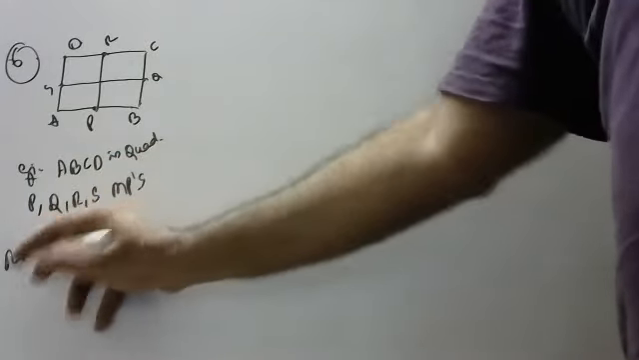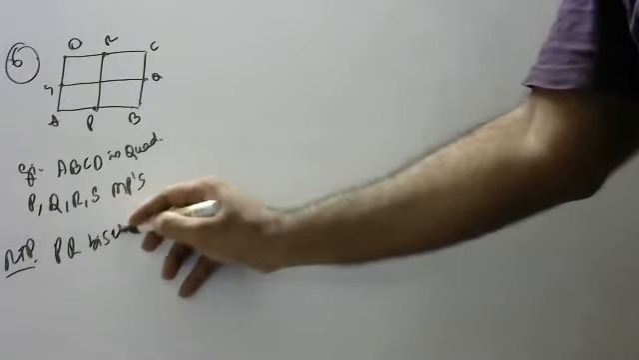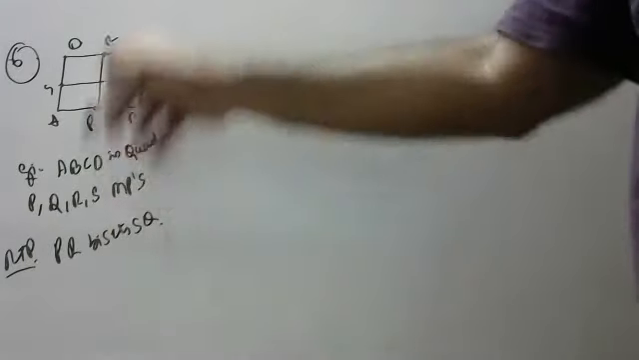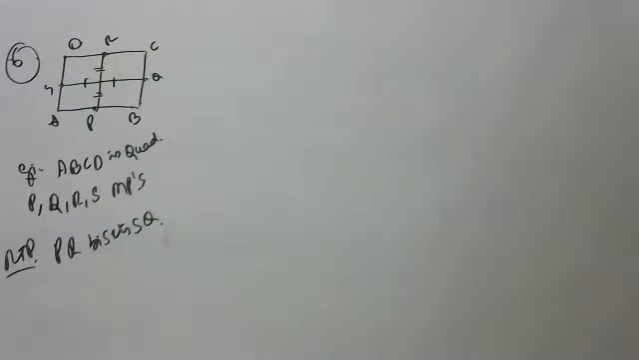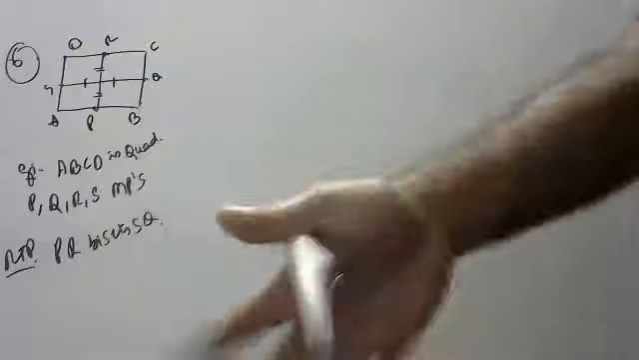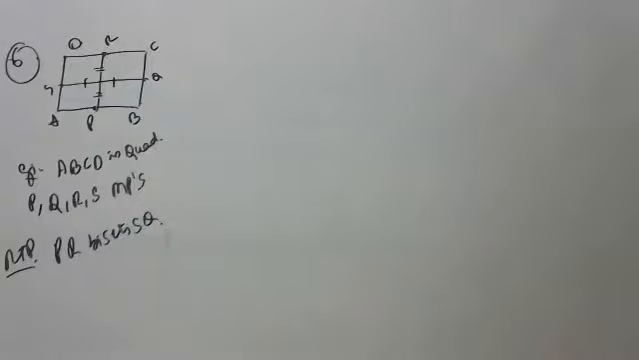Required proof is what, children? We have to prove that PR bisects SQ. Bisects means what, children? This and this are equal, this and this are equal. We have to prove that PR bisects SQ or SQ bisects PR. Anything is same. Bisects means this and this are equal, this and this are equal. We have to prove, children.